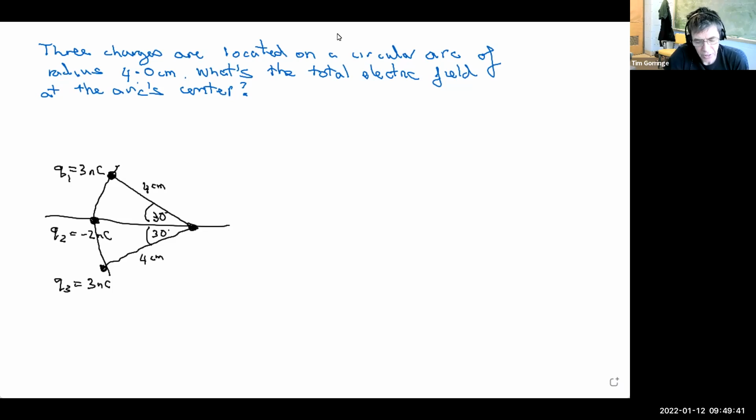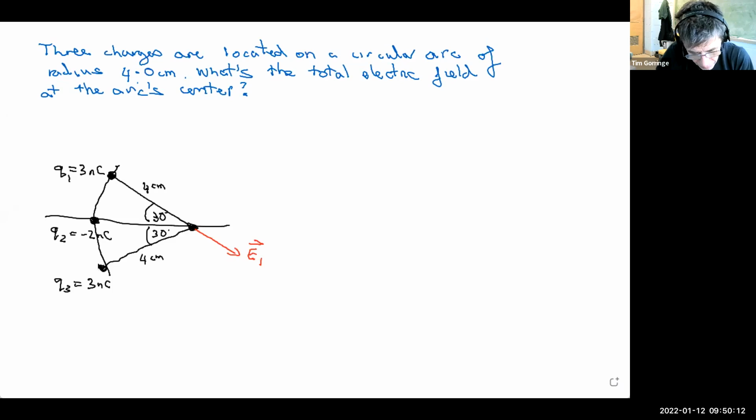So these 3 charges are each going to make an electric field, their individual electric fields at the location of the center of the circle. The first thing I'm going to do is sketch those 3 electric fields. So let me go ahead and do that. Q1 is positive. The field points away from the charge. Here's a little field vector representing that field. I'll label it E1.